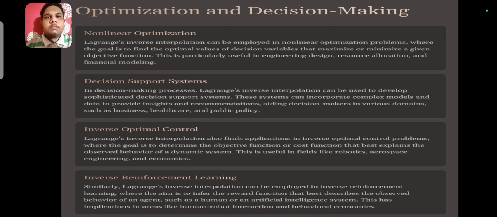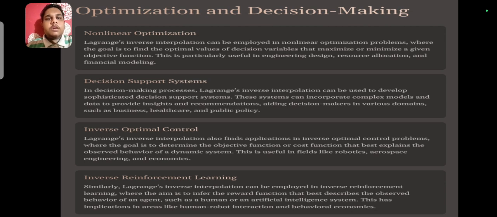Decision support system. In decision making processes, Lagrange inverse interpolation can be used to develop sophisticated decision support systems. These systems can incorporate complex models and data to provide insights and recommendations, aiding decision makers in various domains such as business, healthcare, and public policy. Inverse optimal control.